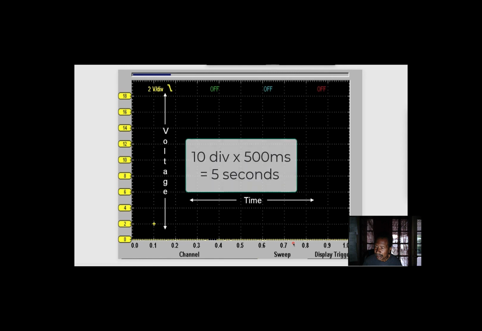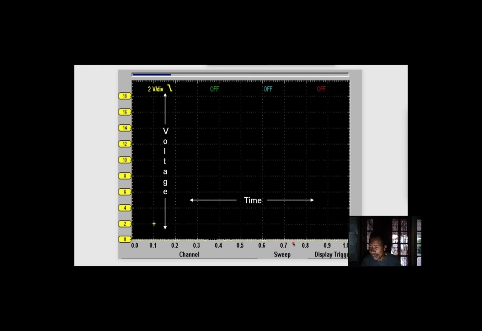The more I increase the time, the more repetitive signals I will see on the screen, because I have more time on the screen. When I reduce the time, I see fewer signals on the screen. If I reduce it too much, my signal is spread across the screen, so you couldn't recognize it.